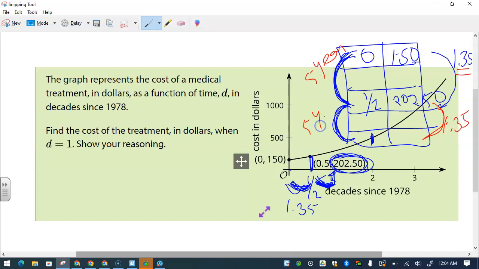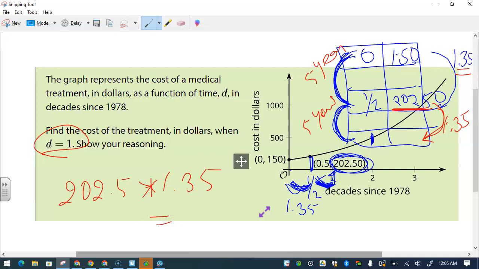This also is 5 years. Okay? So we can write this is equals whatever number was here, you just multiply by 1.35. So you could also write the answer as 202.50 multiplied by 1.35, and still you should get that answer as 273.40.